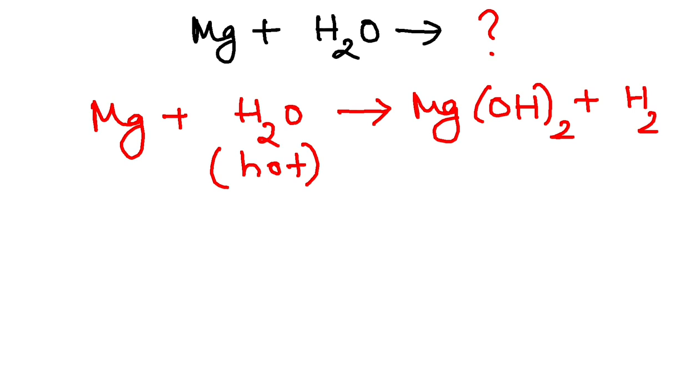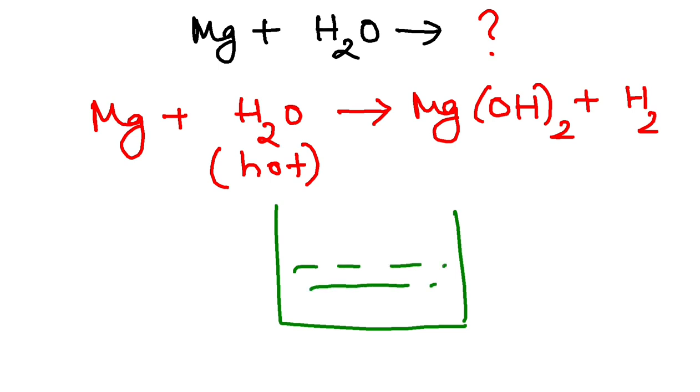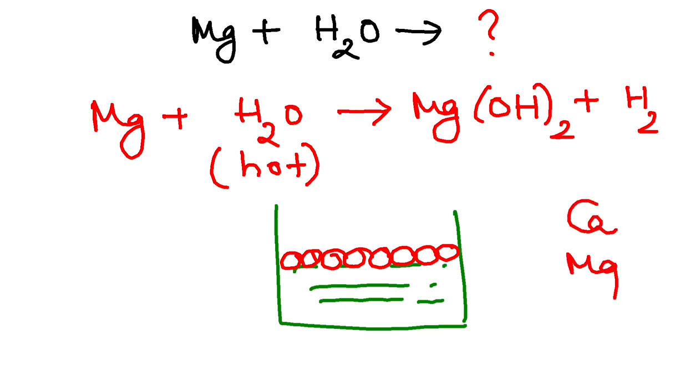Alright, now in case of magnesium also, because there is no energy, the hydrogen will stay and get attached to the surface of magnesium, and that is why magnesium will also float on water. So calcium and magnesium, these are the two metals that float on water.